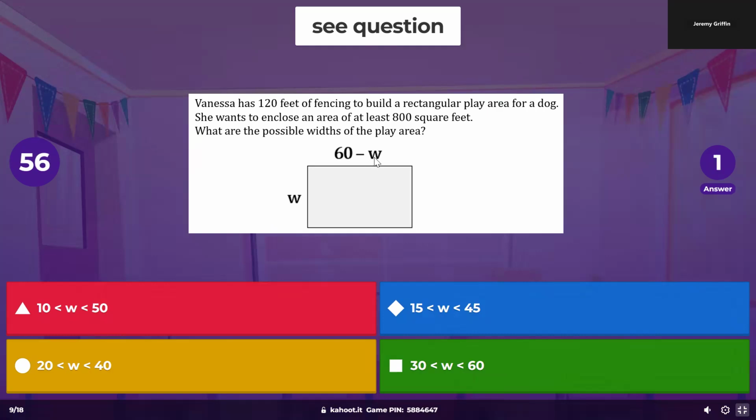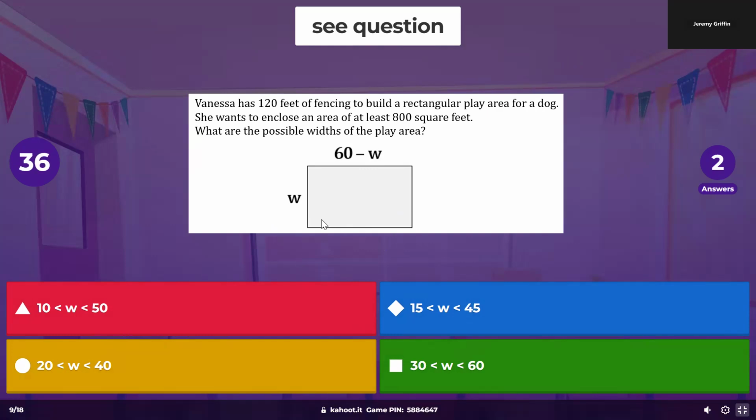Okay, 120 feet of fencing. She wants to enclose at least 800 square feet. Now she can enclose more. That's okay. But it can't be anything less. That's why all the answer choices have inequality signs. Right, so this width W has to be between what and what?